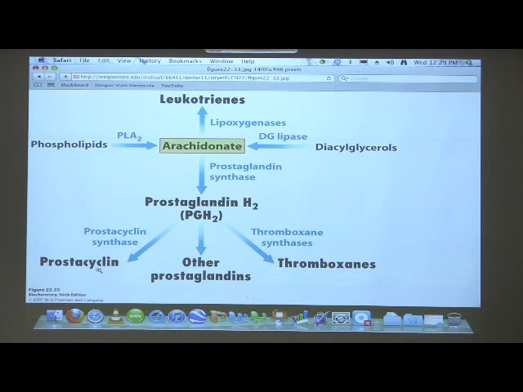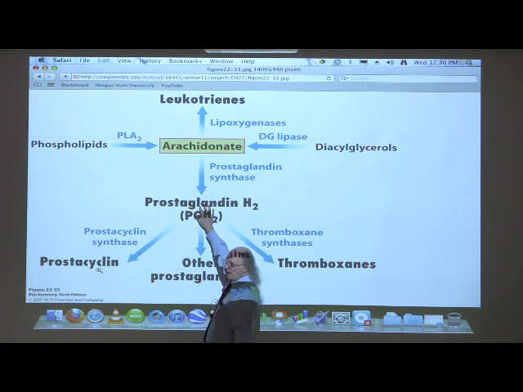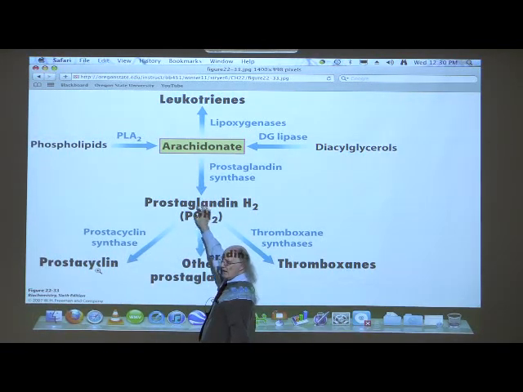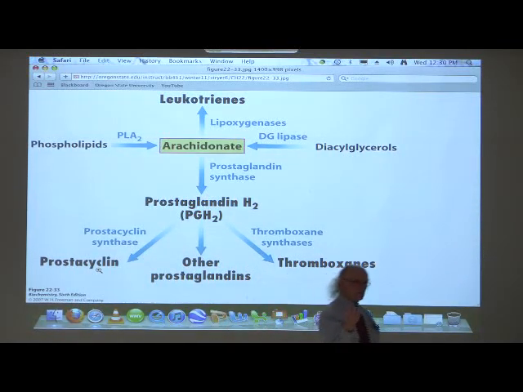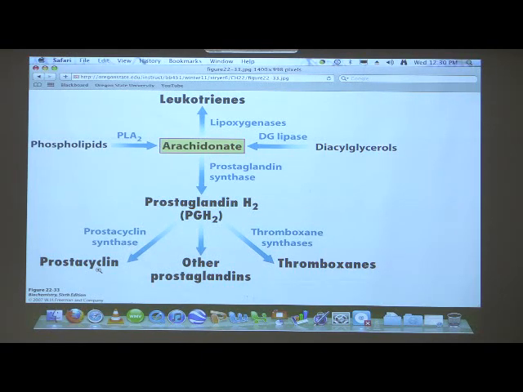Now let me give you a scenario where this will happen. A bee stings you. It makes a compound called melatonin. Melatonin stimulates the action of this enzyme, produces arachidonate. Arachidonate is very readily converted into prostaglandins. And at that site of the bee sting, you start producing swelling and inflammation, which is why a bee sting hurts. That arises because of activation of this process right here.